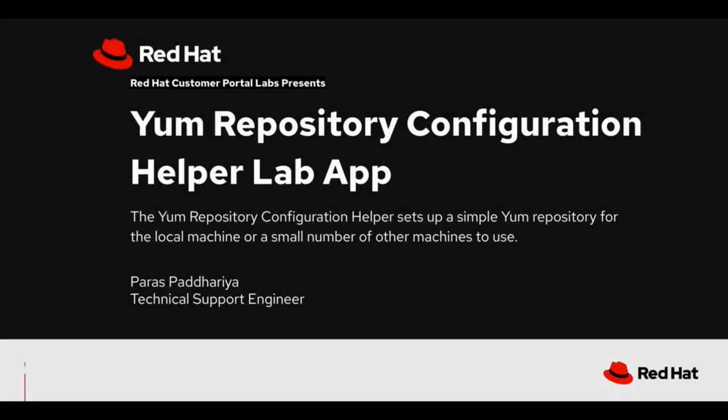Hello everyone, today in this session we will be introducing you to the Yum Repository Configuration Helper lab app. The Yum Repository Configuration Helper sets up a simple Yum repository for the local machine or a small number of other machines to use. If a large number of machines using Red Hat Enterprise Linux are in use, or if additional flexibility or advanced features are required, use Red Hat Satellite.